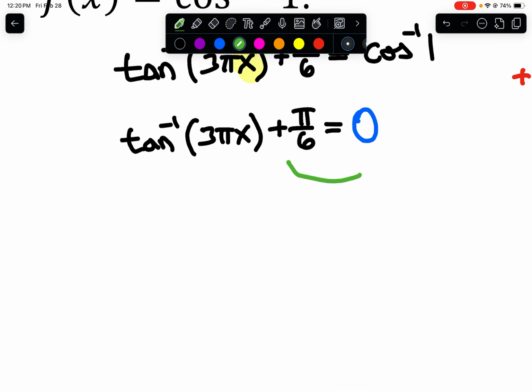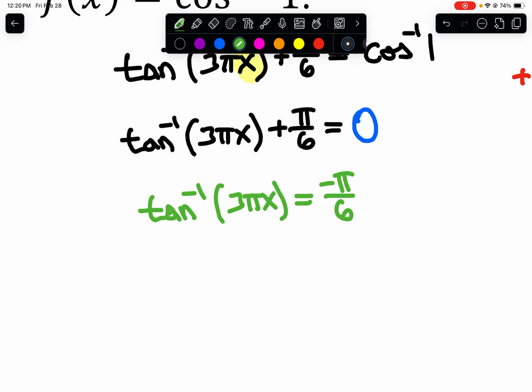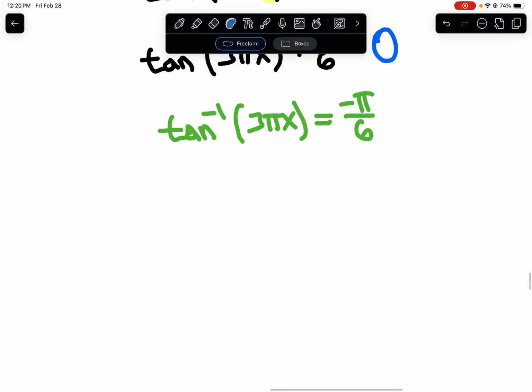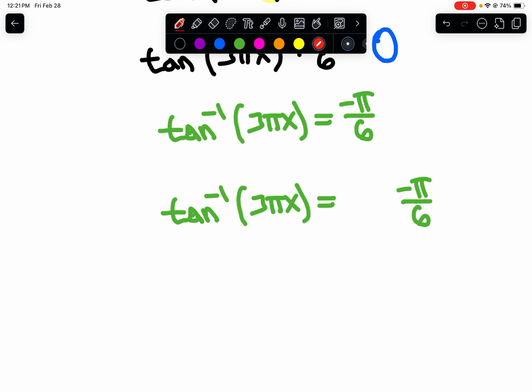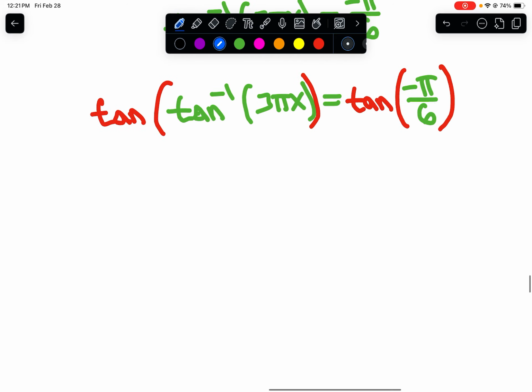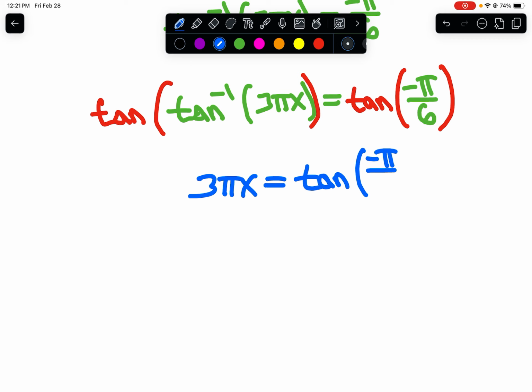So now we're just going to solve. I'm going to move the pi over 6 over, so I'm going to subtract it on both sides. So this is going to turn into inverse tangent of 3 pi x equals negative pi over 6. And now I need to get rid of the inverse tangent. Now when you do this, I need to take tangent of both sides. So I'm going to undo the inverse, essentially. So when we do this, that's going to simplify on the left side to just 3 pi x. And then we want when tangent is equal to negative pi over 6.